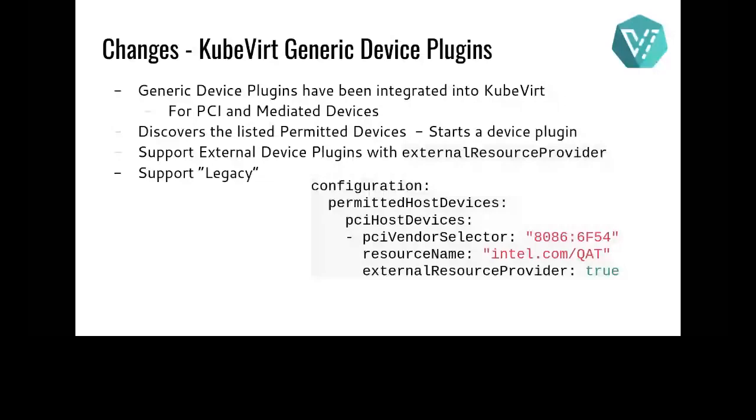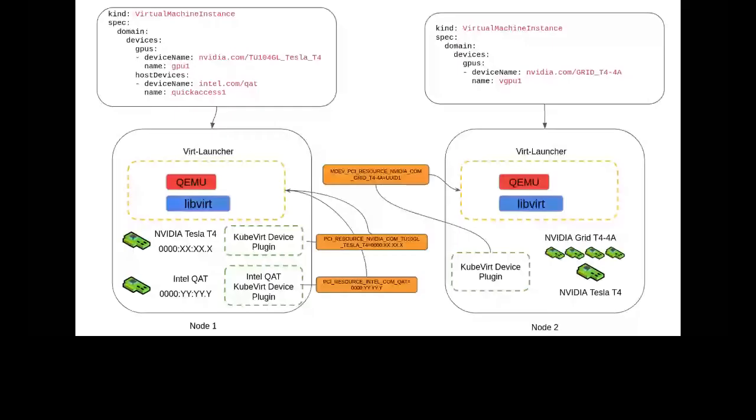Here's just a slide that shows how everything may work together. This assumes that the administrator has already posted a list of permitted devices in the cluster, and KubeVirt has started the generic device plugins on the nodes for the discovered devices. So in this example, the Intel QAT device is being provided through an external device plugin, but the NVIDIA Tesla T4 and the created vGPUs on Node 2 are being provided through KubeVirt device plugins. It doesn't have to be so, just an example.